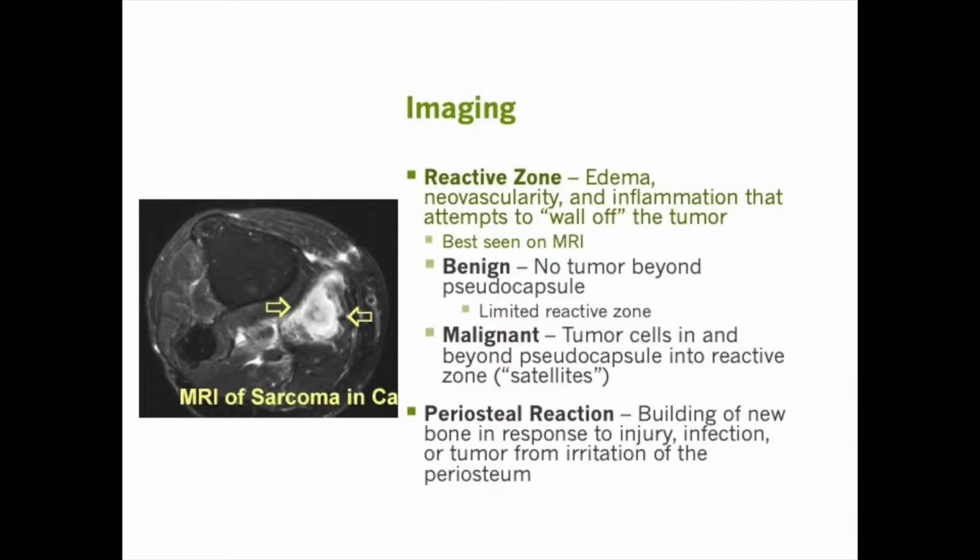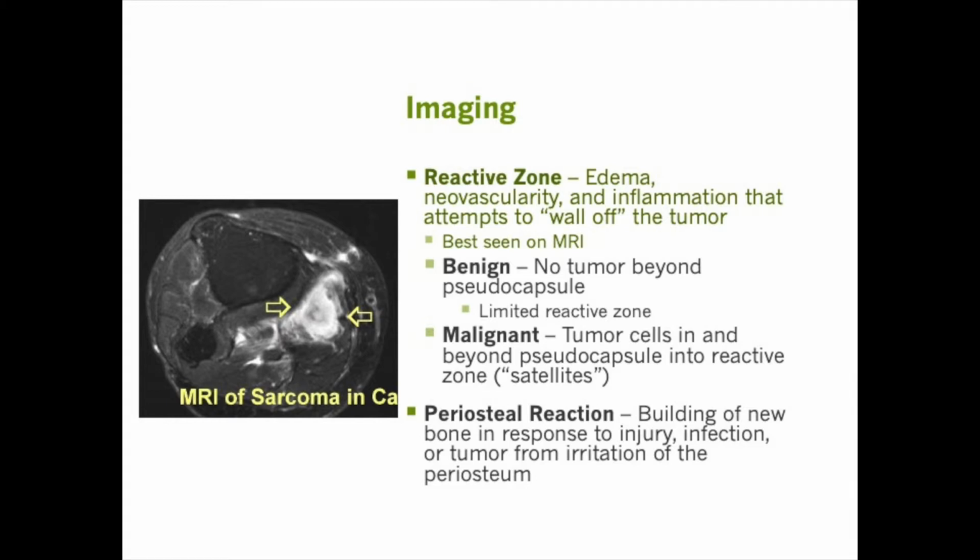So the first thing we talk about is what's called the reactive zone, which is the edema, neovascularity, and inflammation that attempts to quote-unquote wall off the tumor, or the body responding to the tumor. It's best seen obviously on the MRI. So here's a good example on the left where you have the tumor, but then you have this infiltrative, wispy, high signal intensity junk around the tumor.